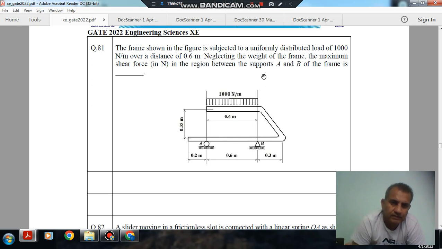Question number 81: the frame shown in the figure is subjected to a uniformly distributed load of 1000 Newton per meter over a distance of 0.6 meter. Neglecting the weight of the frame, the maximum shear force in Newton in the region between the supports A and B of the frame is?